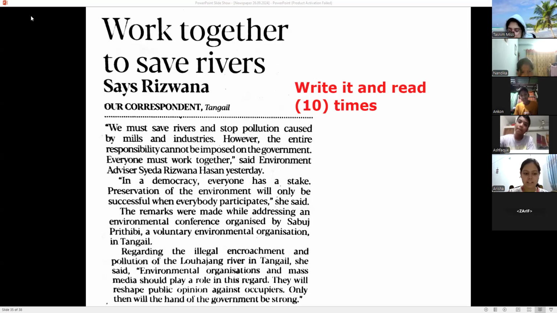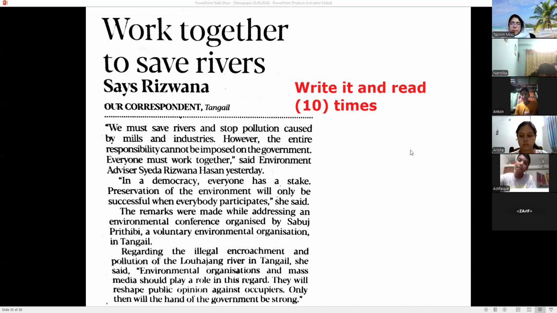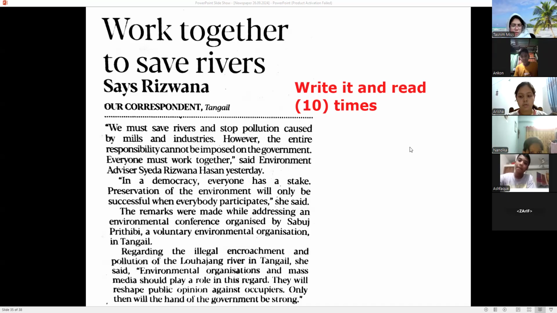participates. She said the remarks were made while addressing an environmental conference organized by Sobuj Prithibi, a voluntary environmental organization in Tangail, regarding the illegal encroachment and pollution of the Louhajang River in Tangail. The media should play a role in this regard. They will reshape public opinion against occupiers. Only then will the hand of the government be strong. Okay. Thank you. So now, Zari.